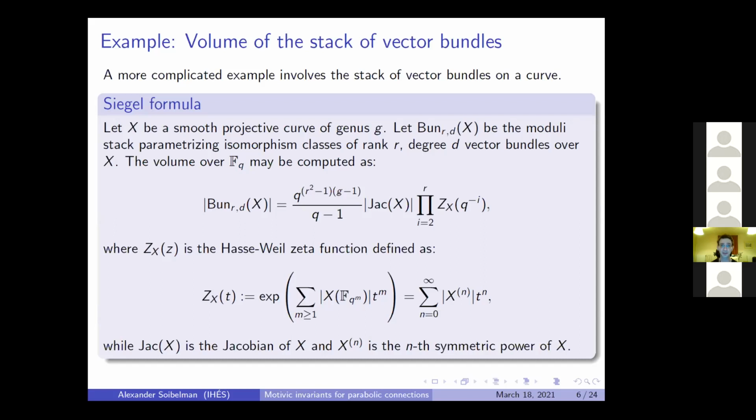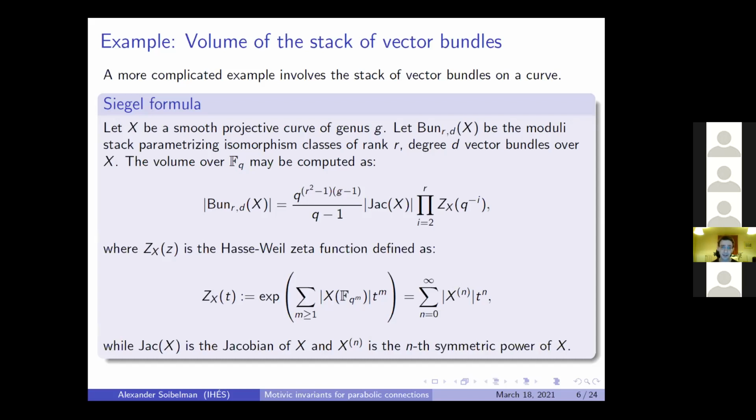There's a very nice formula called the Siegel formula, where you can compute the volume of this stack over F_q in terms of the number of points in the Jacobian of the curve, and also this Hasse-Weil zeta function, which is defined in terms of the numbers of points on the curve over field extensions of F_q. This particular way of writing it is not what I'm going to be using later, but instead I'm going to rewrite this zeta function in terms of the number of points over F_q of the symmetric powers of the curve, like this.